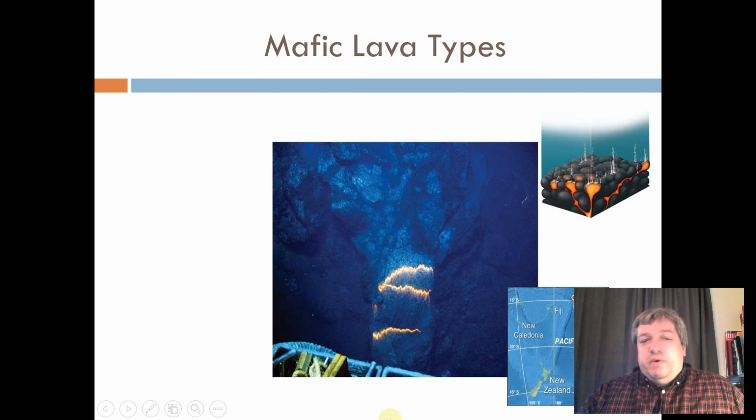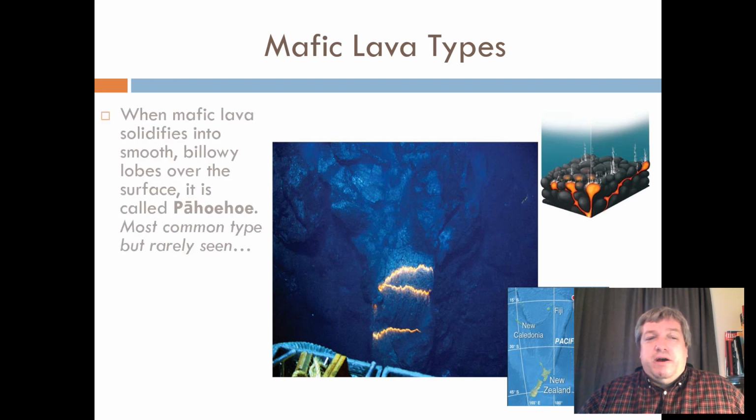Mafic lavas, the ones that flow easily, are the most common type, and they happen to be mostly under the ocean. So where the plates pull apart at the mid-ocean ridges, that's usually mafic lava. And it flows out right away and it hardens right away. The form is called pillow lava. This is the most common lava or magma on the surface. We don't see it because it's usually 2-3 miles down, so we don't think about it.